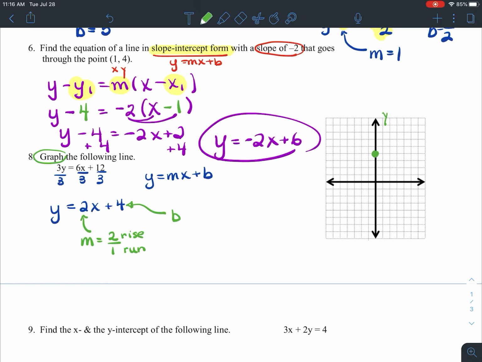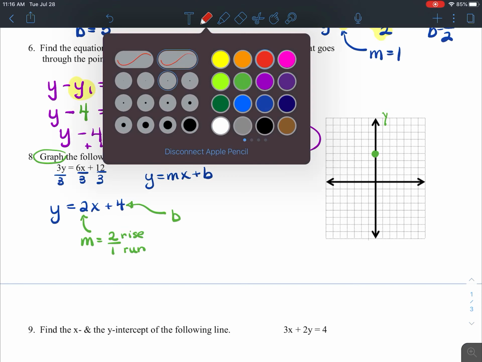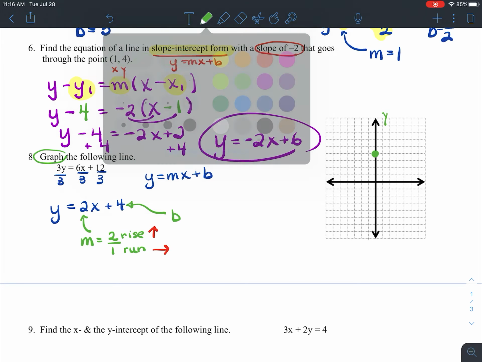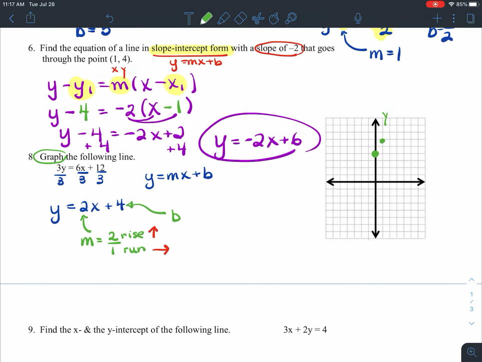Okay, the next step is then to have your pencil on the y-axis, glance over, look at your slope as a fraction. You're going to rise up the number of units in the numerator, and if the slope is positive, you will then run to the right the number of units in the denominator. So we're going to rise up 2, and we're going to run to the right 1. If I were to do that, up 2, right 1, I'm going to repeat that one more time, up 2, right 1, so I have another point there.